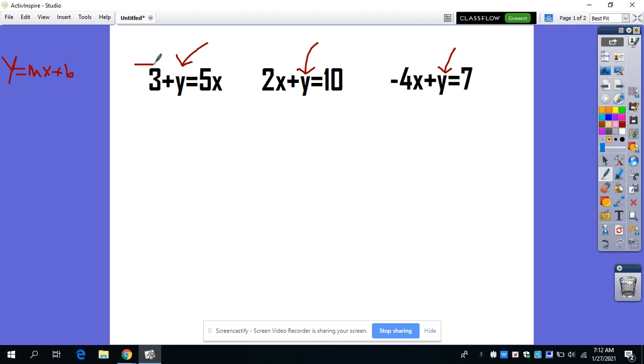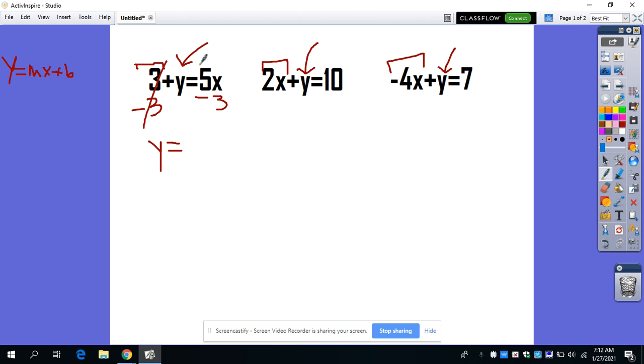So you have a one-step equation in front of you because you just have one move, one term that you need to get rid of. Since you're getting rid of this one term, if this is a positive 3, you're going to subtract 3 on both sides. You're left with y is equal to 5x minus 3.